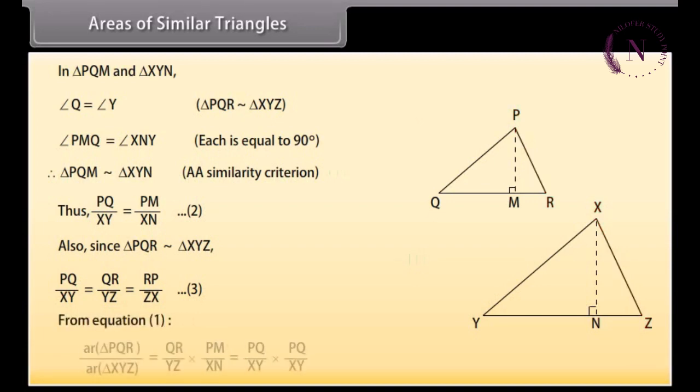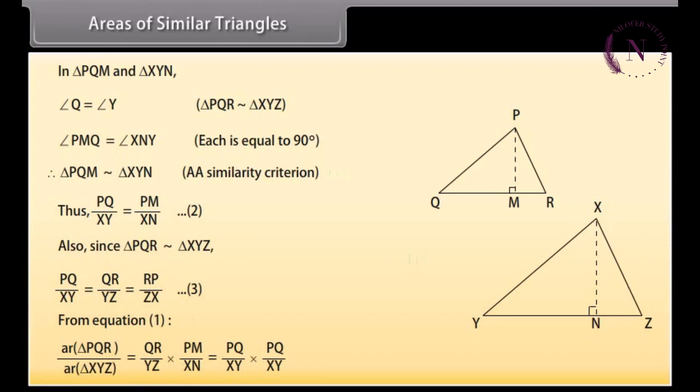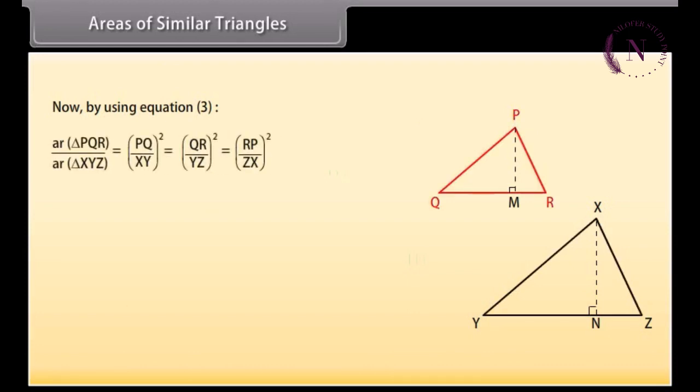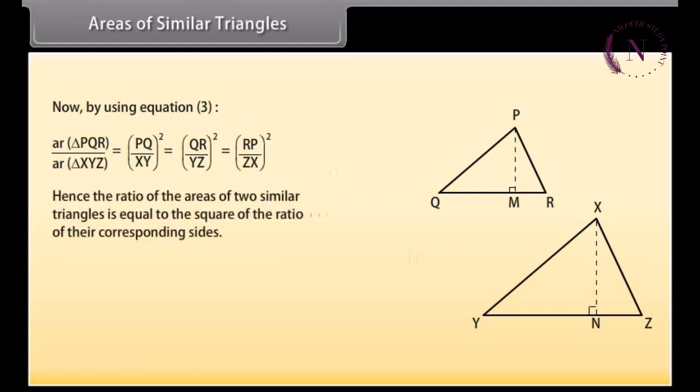From equation 1, area of triangle PQR upon area of triangle XYZ equals PQ upon XY whole square by using equation 2 and 3. Now by using equation 3 we get area of triangle PQR upon area of triangle XYZ equals (PQ upon XY) whole square, which is equal to (QR upon YZ) whole square, which is equal to (RP upon ZX) whole square. Hence, the ratio of the areas of two similar triangles is equal to the square of the ratio of their corresponding sides.